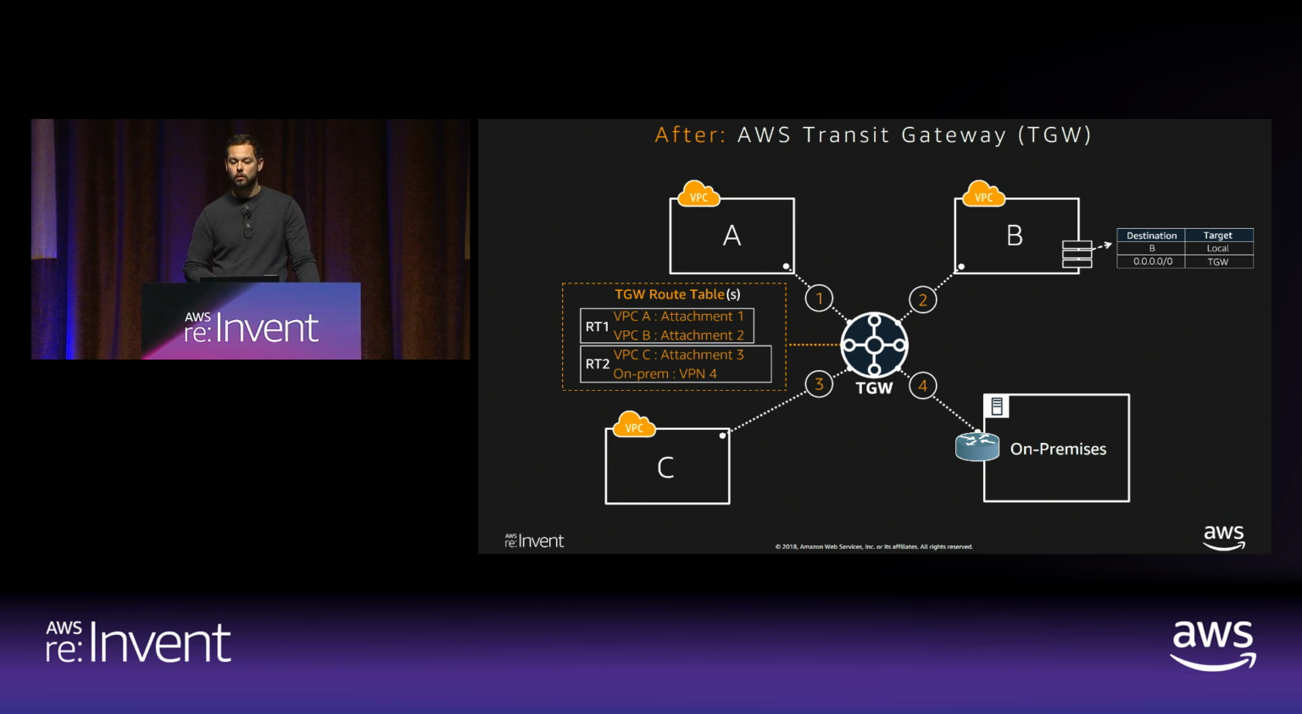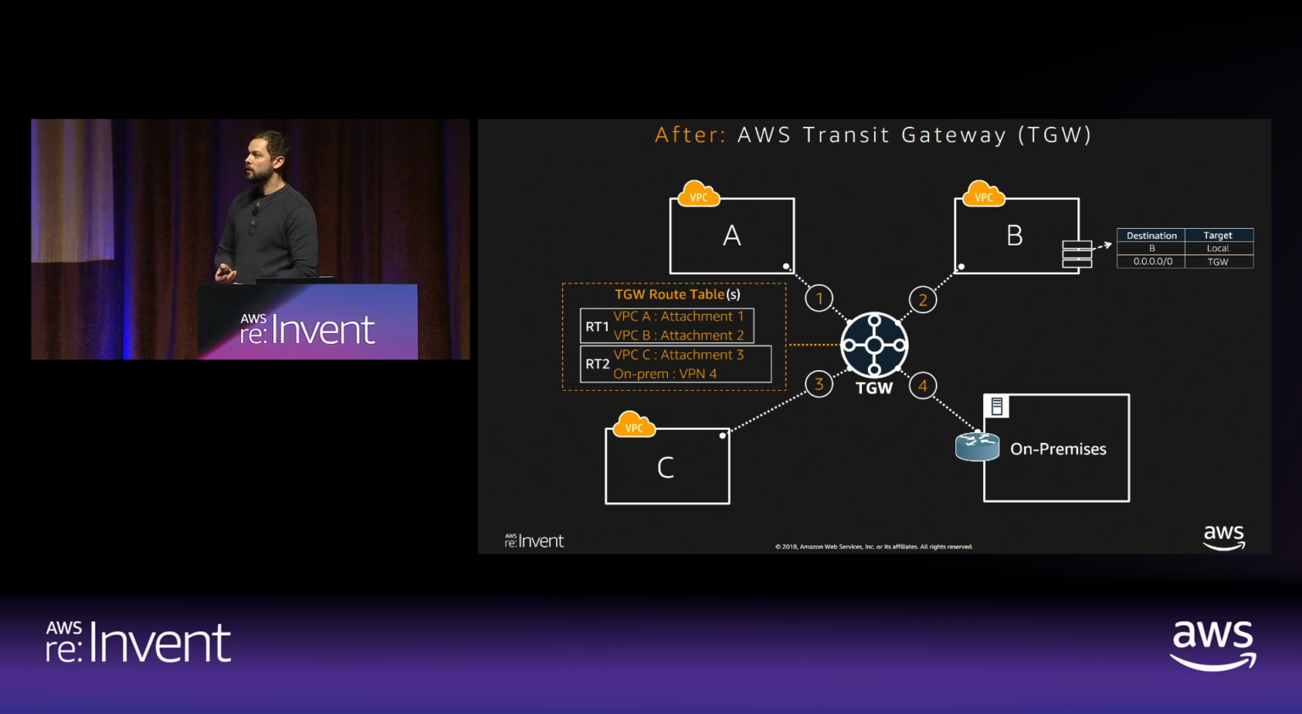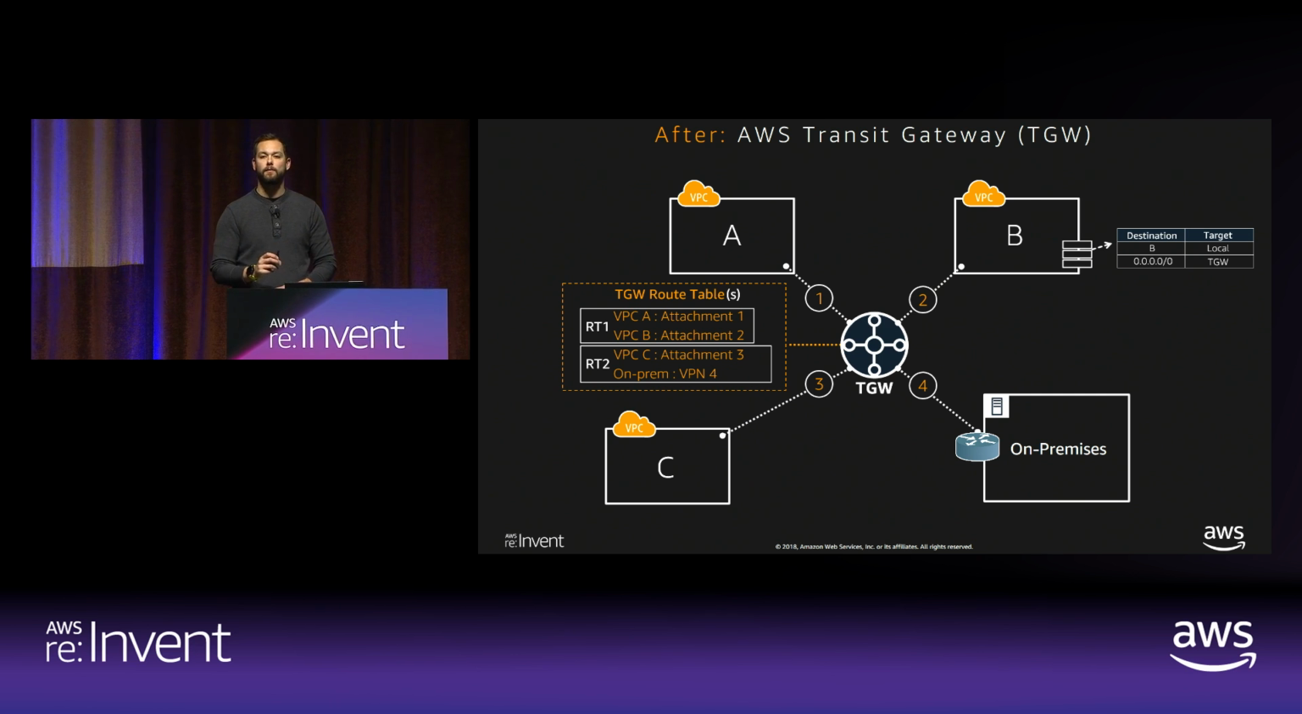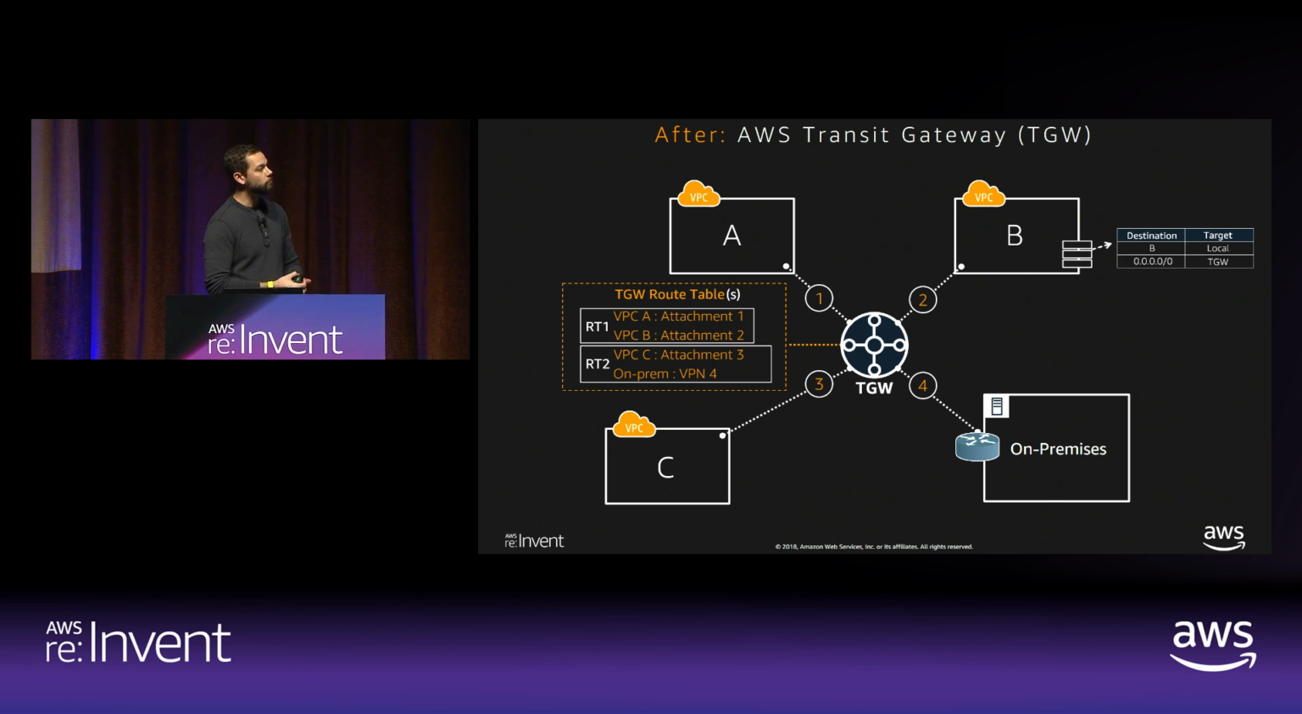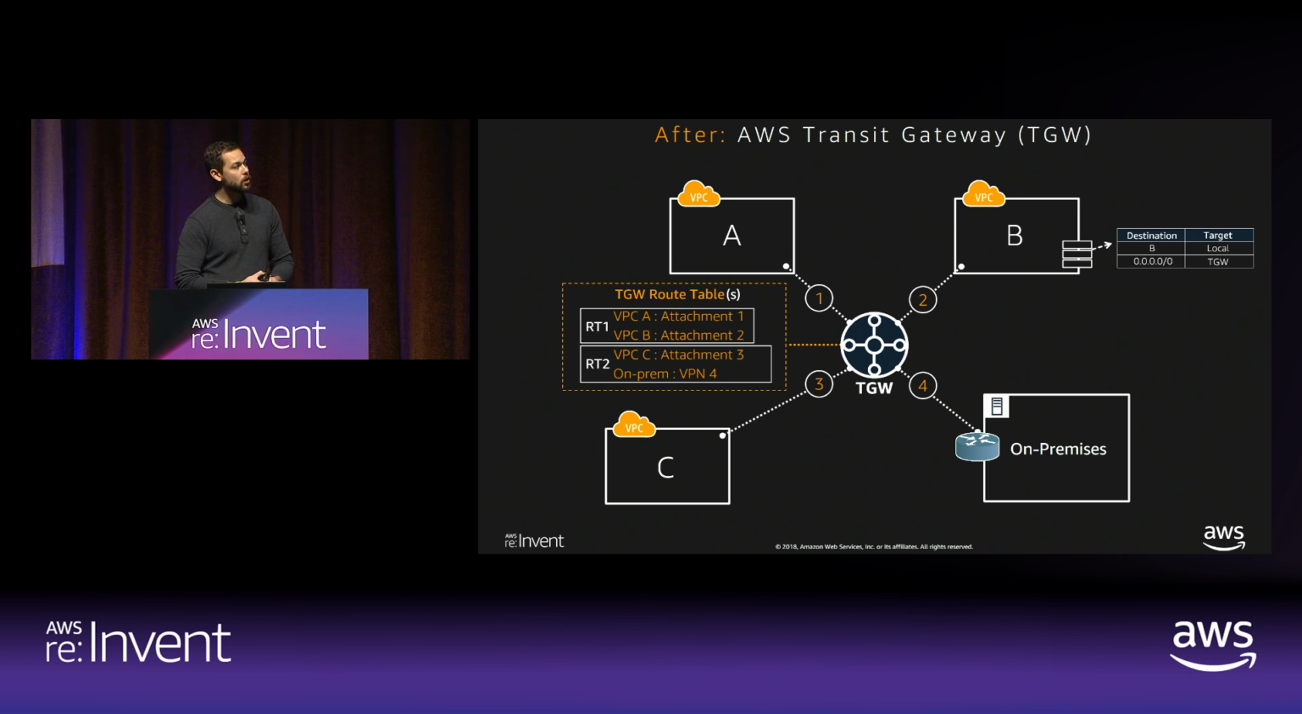Or tables. You can actually split that out into multiple route tables. So that in this case, VPC A and VPC B can talk to each other because they're in the same route table, and we'll get to propagations and some other functionality that we have in a sec. But on-premises can only talk to VPC C, so we've got those in 2 separate route tables.